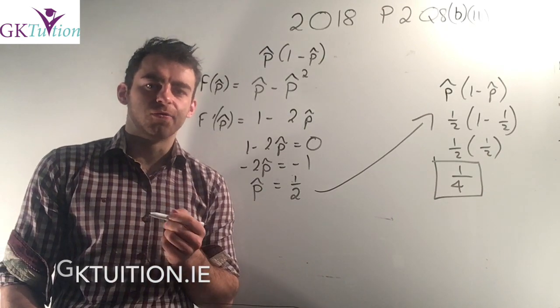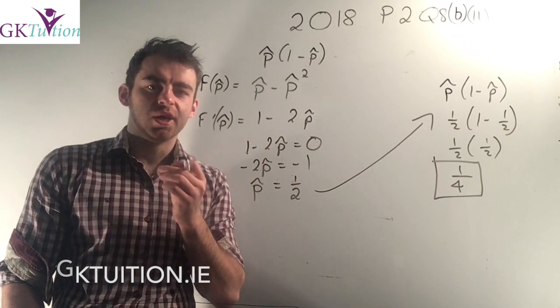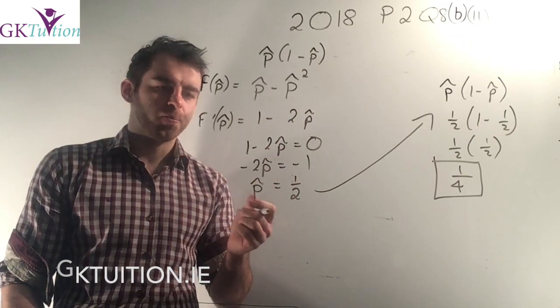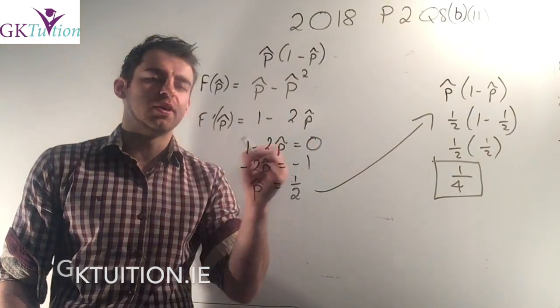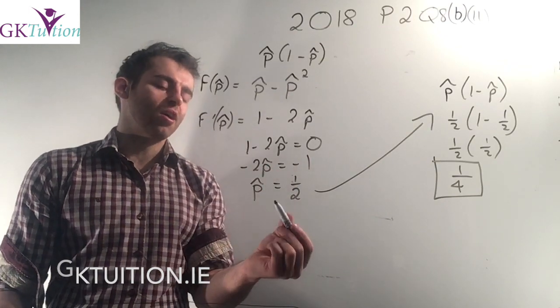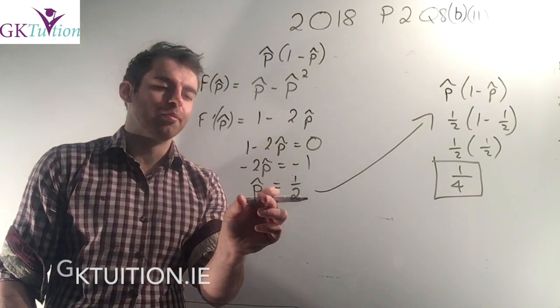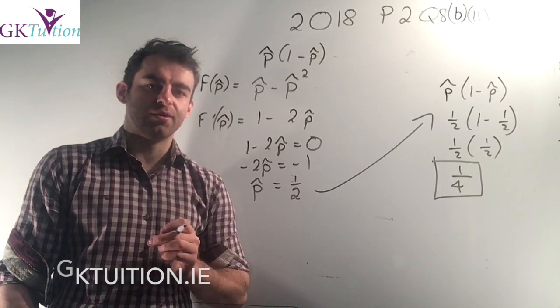The reason that's useful for me is because I know that in order to find a maximum point or a minimum point, you need to let your slope equal 0. Or in other words, you just need to let your derivative equal 0. So I got my derivative here and I let it equal 0, and I solved for p hat, which is equal to a half. In other words, a maximum exists when p hat is equal to a half.